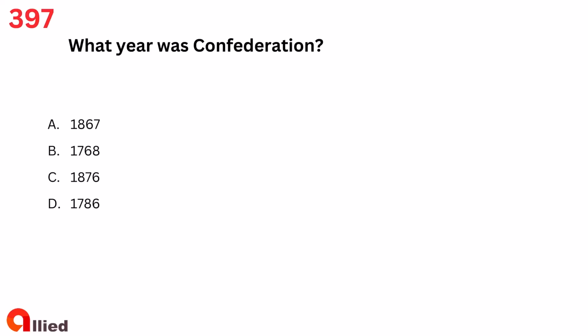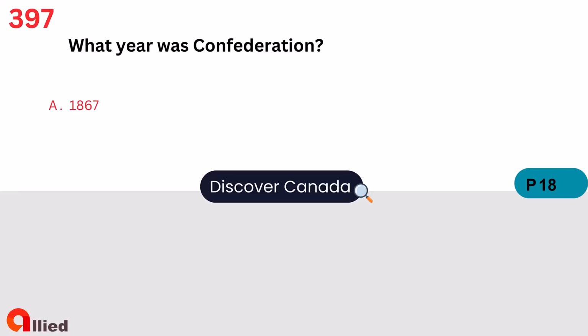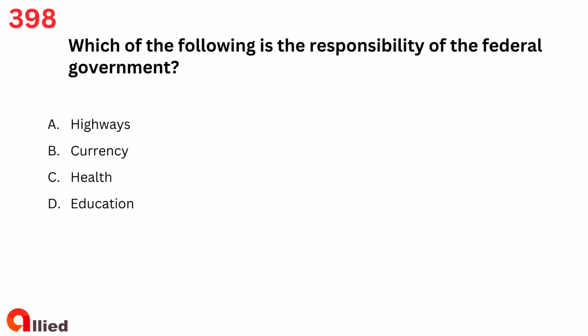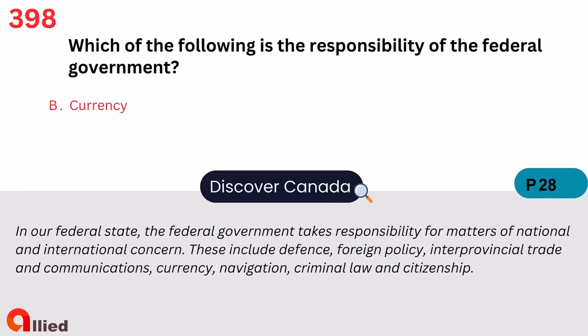Question 397. What year was Confederation? A. 1867. B. 1768. C. 1876. D. 1786. The answer is A. 1867. Question 398. Which of the following is the responsibility of the federal government? A. Highways. B. Currency. C. Health. D. Education. The answer is B.